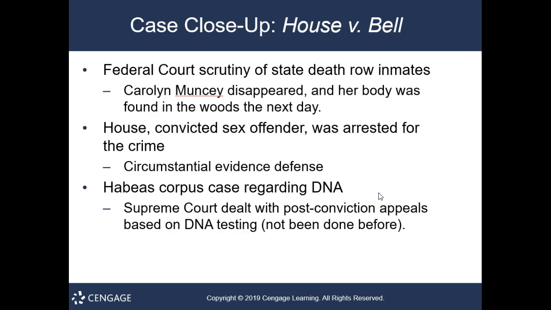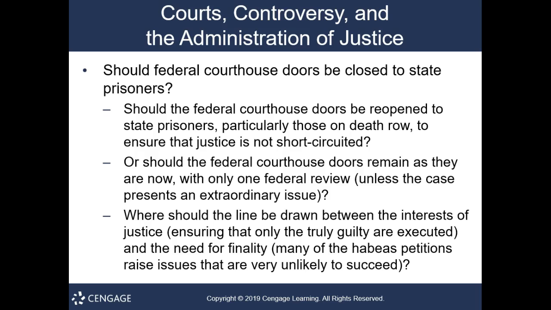So he was probably innocent, most likely innocent. The Supreme Court dealt with the post-conviction appeals based on DNA testing. It had not yet been done at that time, and that was the first one. So they actually were able to use DNA as a basis for filing a writ of habeas corpus, getting the person released, and then the case went on from there, whatever may have happened. They may have simply reversed and remanded for a new trial, or reversed and let him go.